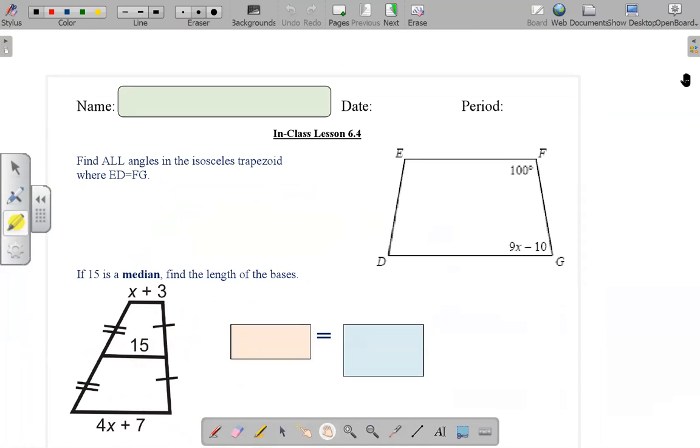Find all angles in the isosceles trapezoid where ED equals FG. Okay, now not only angles, you should be finding X here. Step 1, I'd like you to stretch out these sides, stretch them out. Denise, those two black lines, what's true about them? They're what to each other?